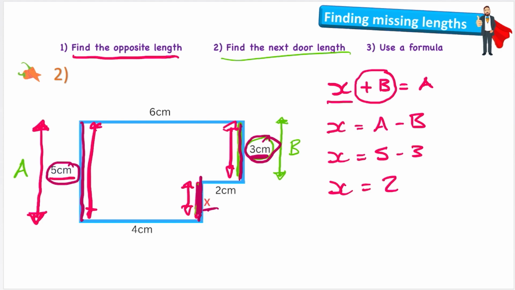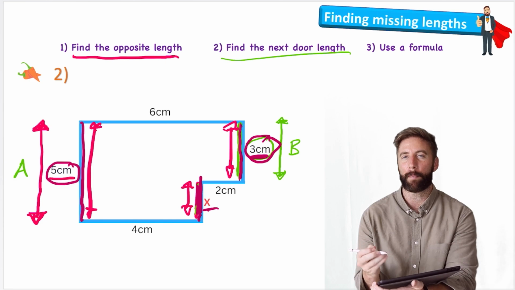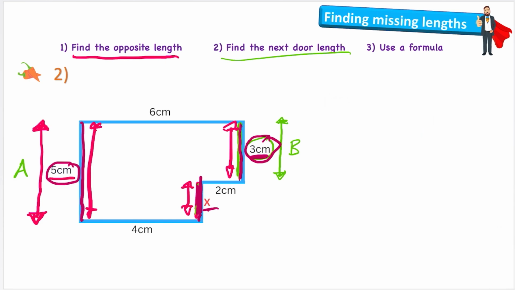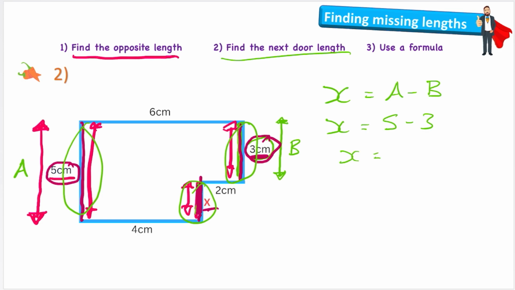So our missing length is 2 centimeters. Okay, but there is a quicker way if we're a bit more confident with inverse. We could go straight into putting x on its own, and I could say that x is equal to a subtract b. This requires a bit more inverse knowledge to understand that x, this small value, will be equal to the larger value subtract the other smaller value. So x equals a minus b, x equals 5 minus 3, x equals 2. One less step to do, a little bit quicker.